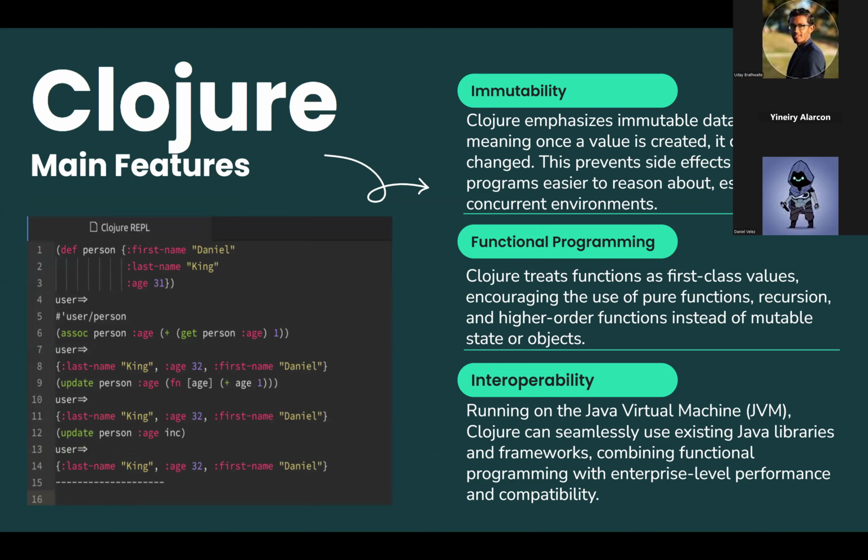Additionally, it's a functional programming language as expressed before, with functions as first-class values and everything like that. Also encouraging the use of pure functions as well as recursion, some higher-order functional thought processes in order to actually solve the problems that you would use Clojure for. And as it uses the JVM in order to run, it can actually seamlessly use existing Java libraries and frameworks, making it a very good language to work in tandem with on Java projects.